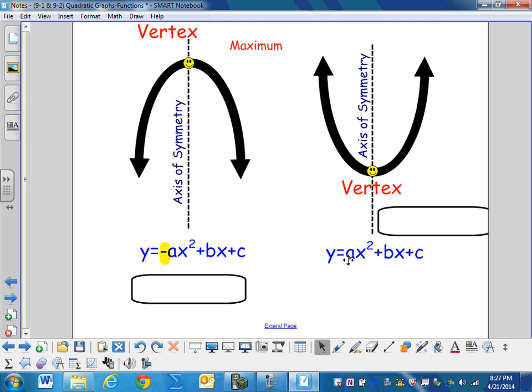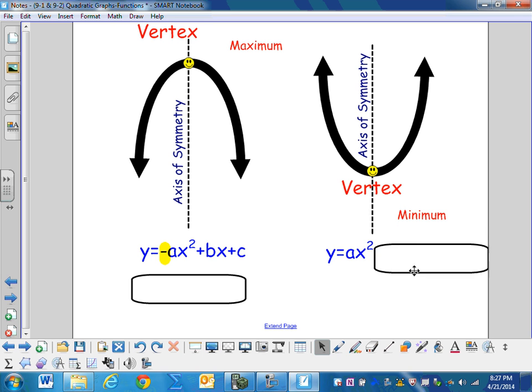In the second example, the graph falls to a point, the lowest point, the vertex. Since it's the lowest, we call it the minimum, and then it rises. Again, it's symmetric, so we can draw the axis of symmetry or the line of symmetry through the vertex.